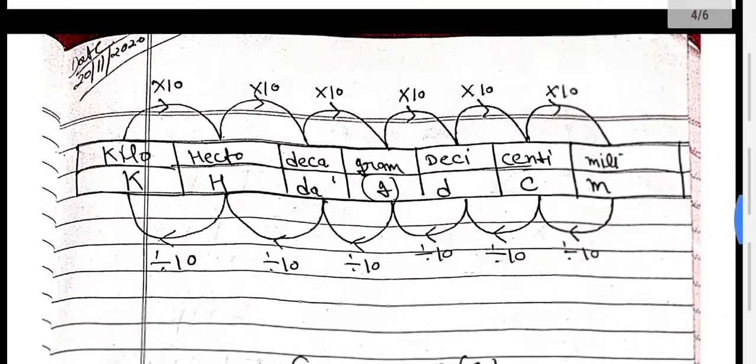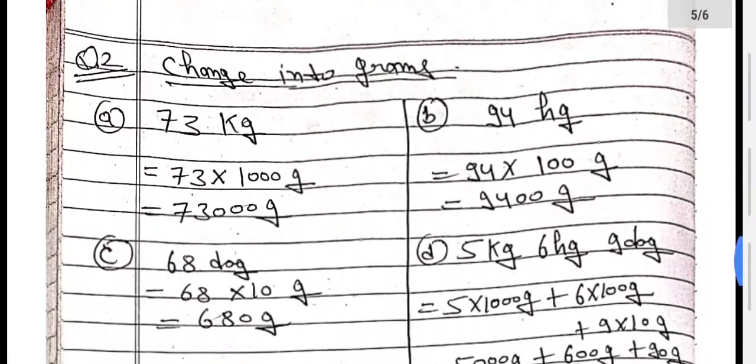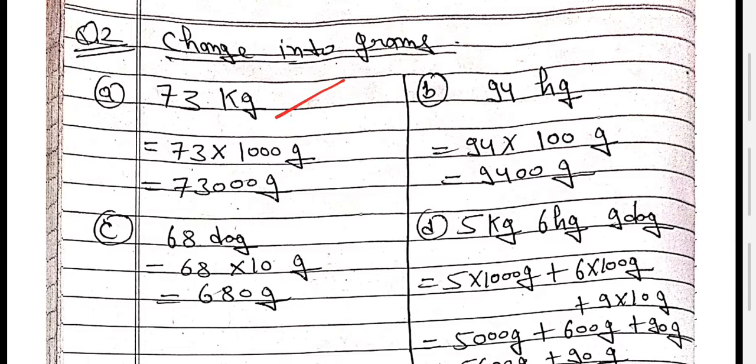As I told, once again I am telling, kilogram convert into gram: 1 step, 2 step, 3 step. So you multiply by what? 1000. 7.3 kilogram multiplied by 1000 becomes gram. Now just write what you will get, 7300 gram.